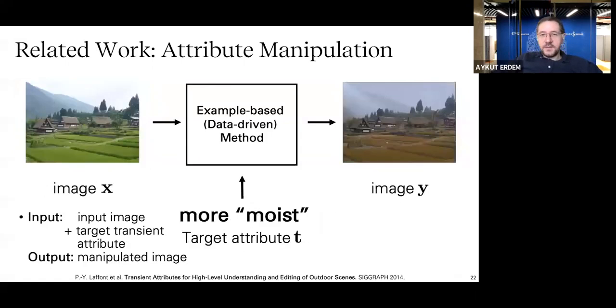Here is maybe the most relevant related work to ours, which appeared just 1 year after the previous one, where the idea is this time to change the attributes of an outdoor image. And you can just provide some information about different types of attributes. For example, here you can say, what would this scene look like if it were more moist?